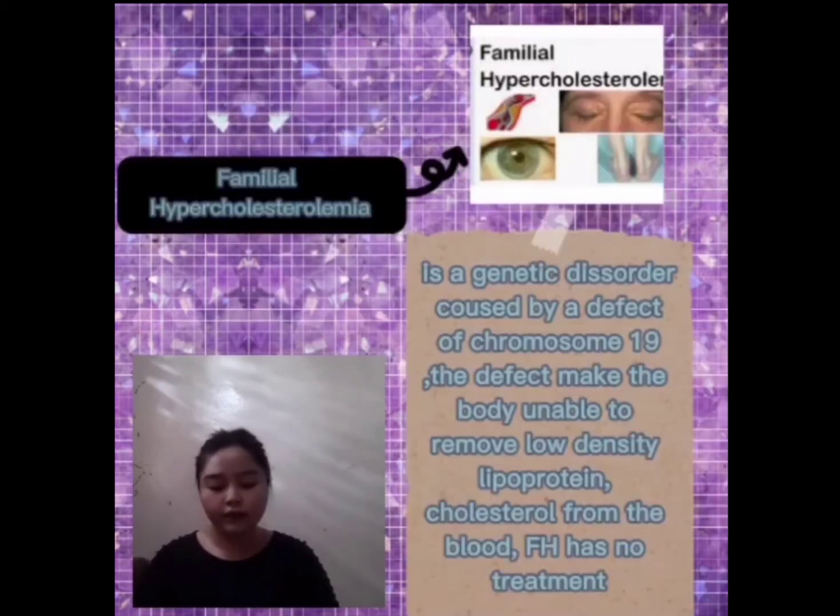Next is the familial hypercholesterolemia. It is a genetic disorder caused by a defect of chromosome 19. The defect makes the body unable to remove low-density lipoprotein and cholesterol from the blood. Familial hypercholesterolemia has no specific treatment.